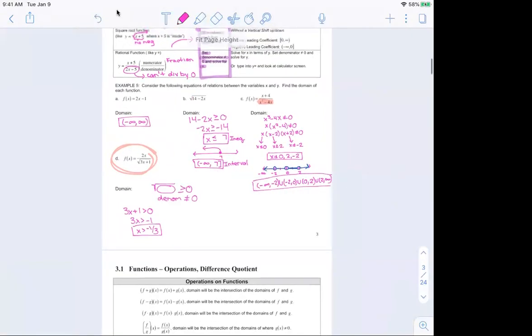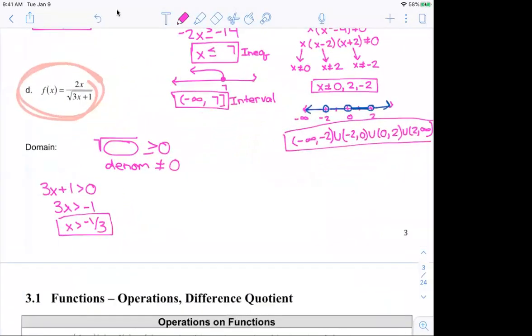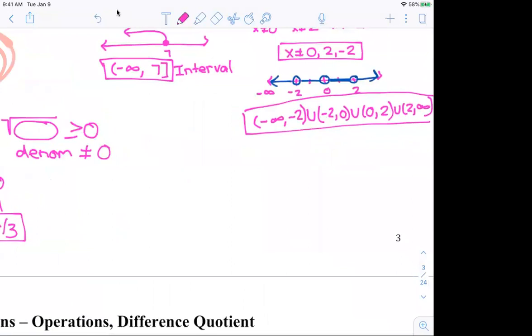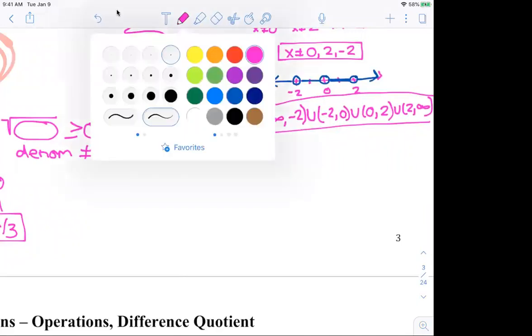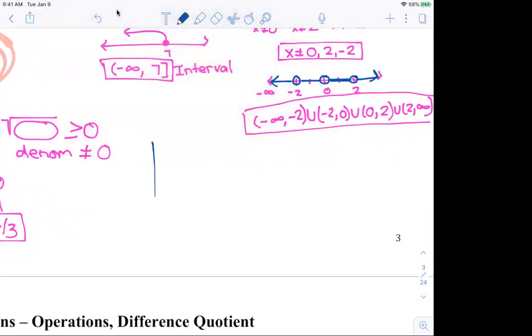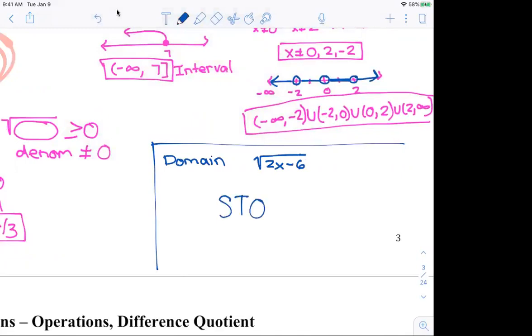Okay, the problem that I'm going to have you try for me is please find the domain of, and maybe I'll put it in a different color here, what is the domain of the square root of 2x minus 6? So I'm going to stop and have you solve that one.